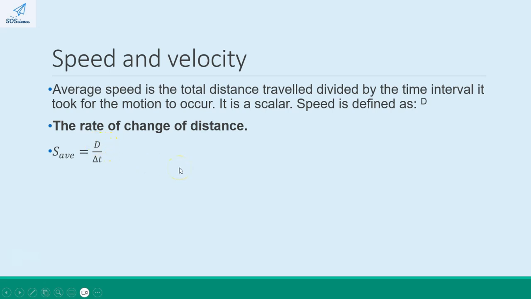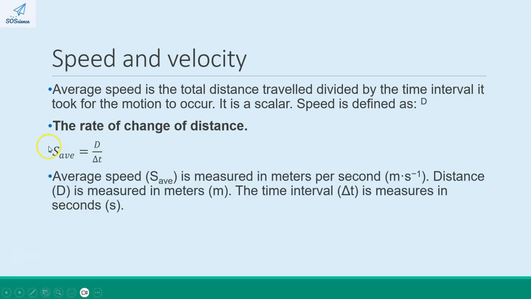If I say to you, x equals y over t, if I ask you to define this, then you would say that x is the rate of change of y. And so that's going to help you with many of your definitions.